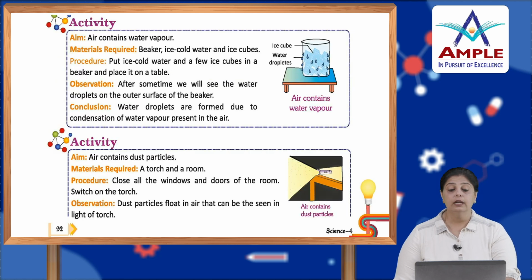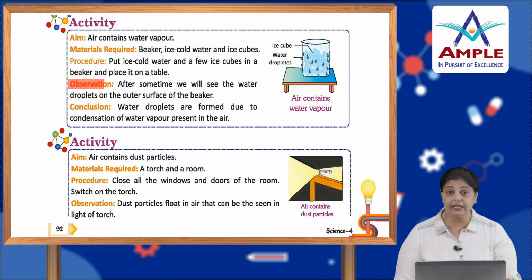Now, the next activity is to show that the air contains water vapor. For this you require a beaker, ice cold water and ice cubes. What you will do is take a beaker, put some ice cold water and few ice cubes in it, and then place it on a table.